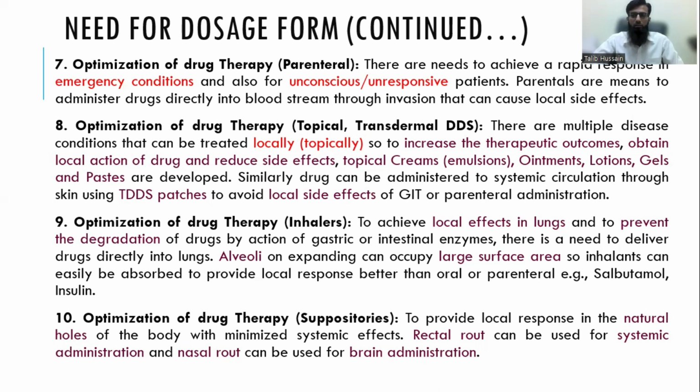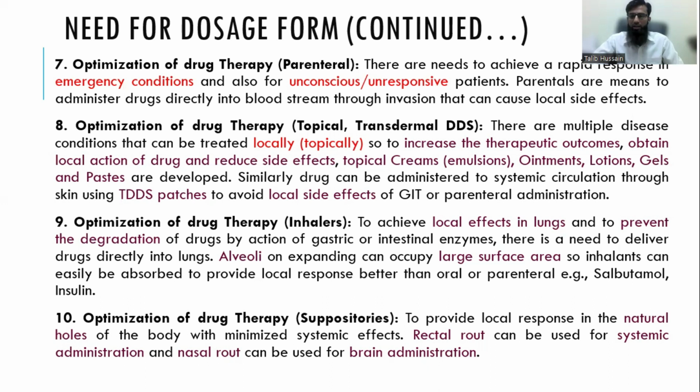So we can deliver the drug through inhalation. As the alveoli have the largest surface area, inhalers can be absorbed from that large surface area and produce a better local response as compared to other systemic routes like oral and parenteral. So when a drug is degraded in the GIT, in the stomach, or in the small intestine, then we need to develop some suitable delivery to other areas also.